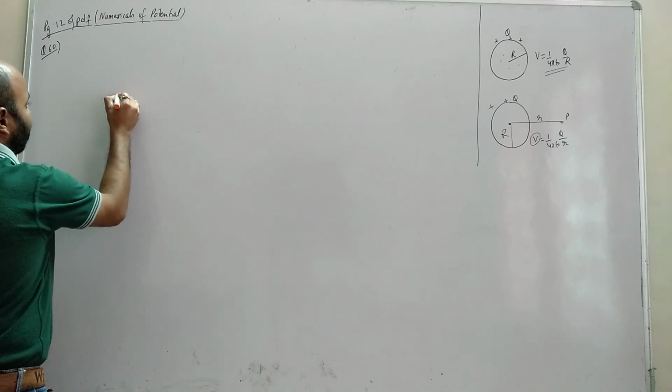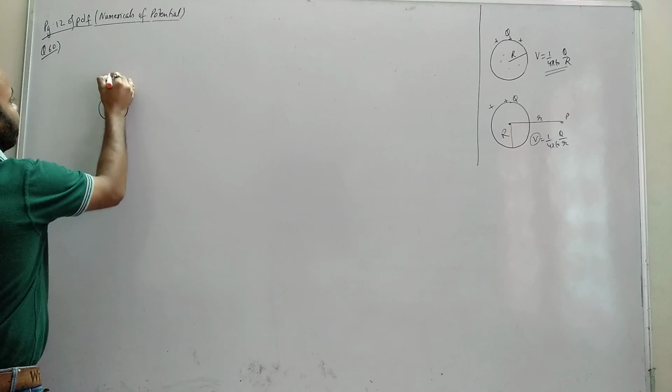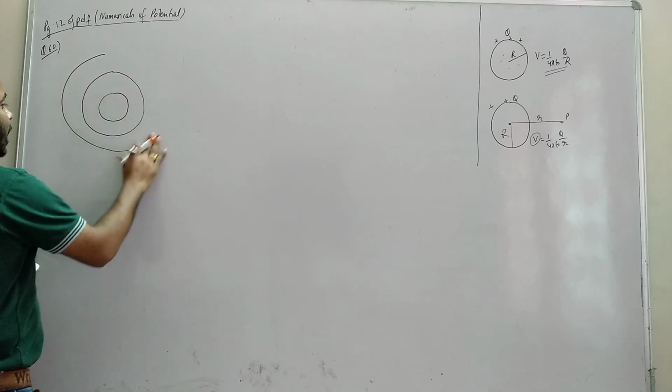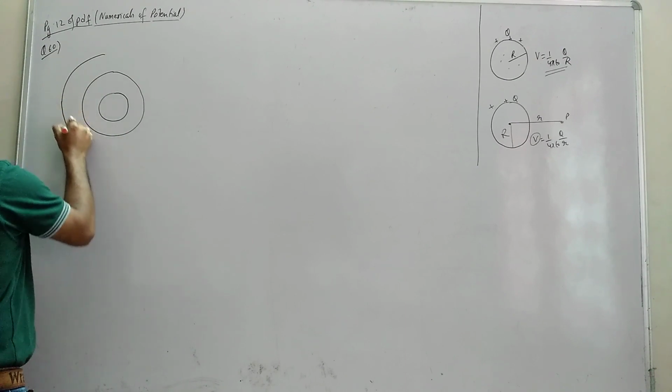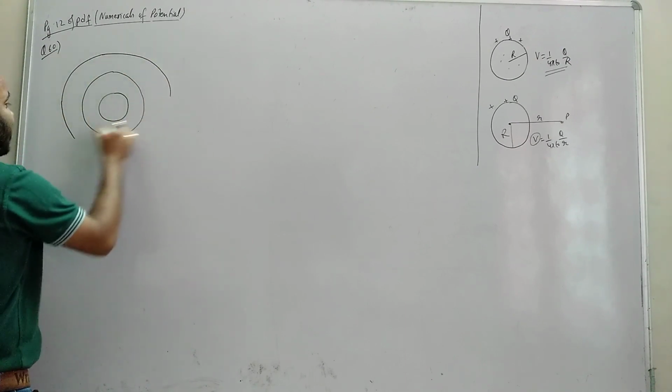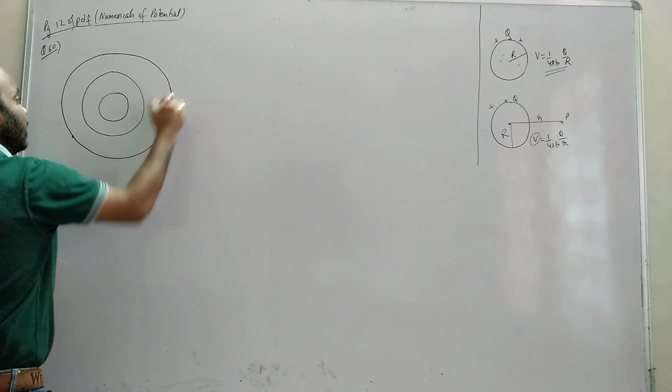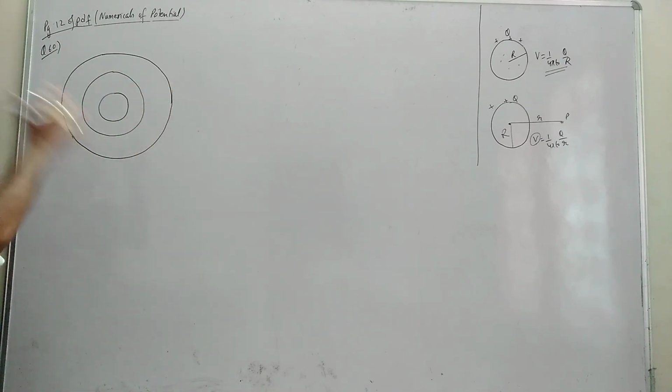Okay, let's draw the concentric shells. A, okay, this is B and this is C. Now I am writing so easily. This is A, this is B, C. No, we don't know which is A, which is B, which is C. We just know we have 3 shells. Now we need to identify which is A, which is B, which is C.